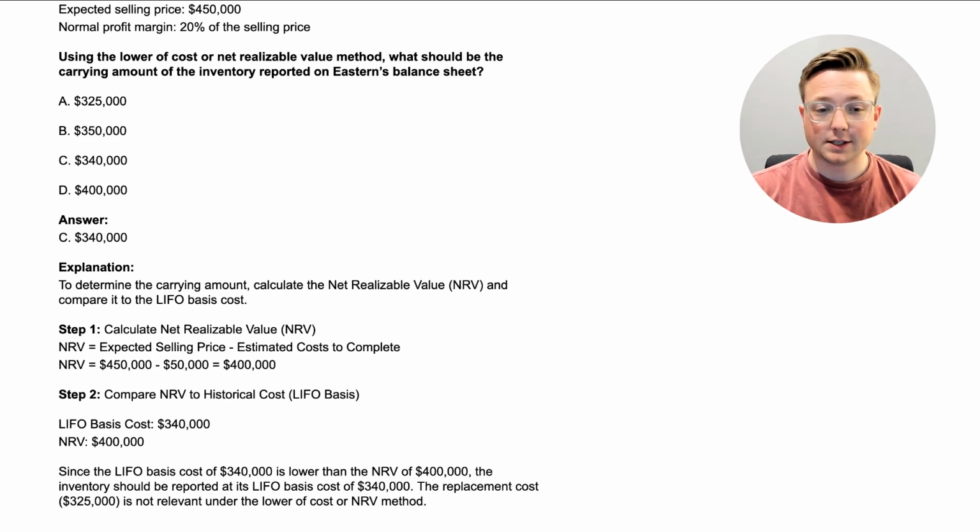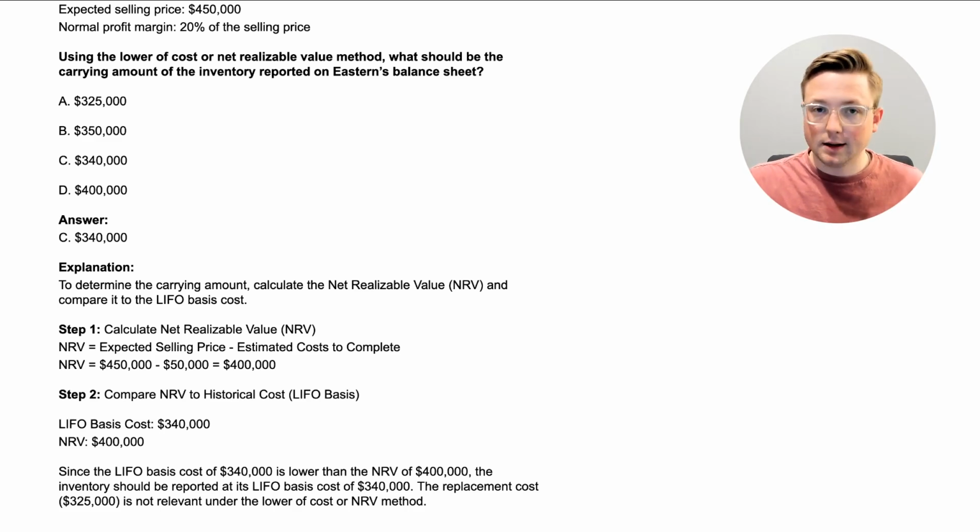All right, here we are. The answer is C, $340,000. That's going to be the carrying amount using this method. So let's walk through this one more time. To determine the carrying amount, we calculate the net realizable value first, and then we compare it to the LIFO basis cost. And again, the LIFO basis cost is the historical cost, how much it is currently valued at. And so we're comparing it to the net realizable value.